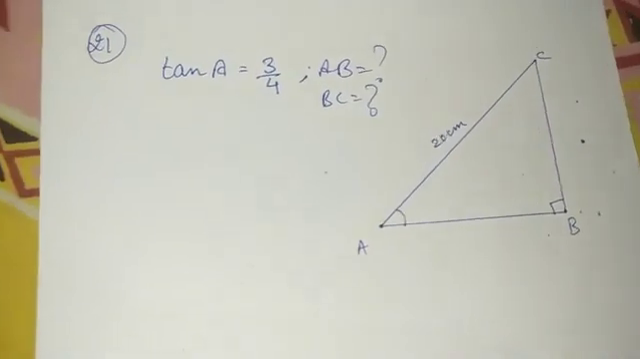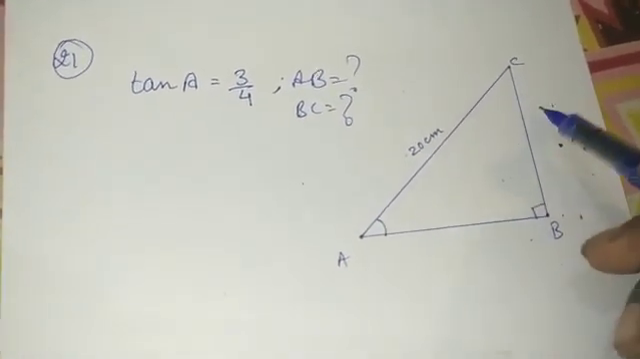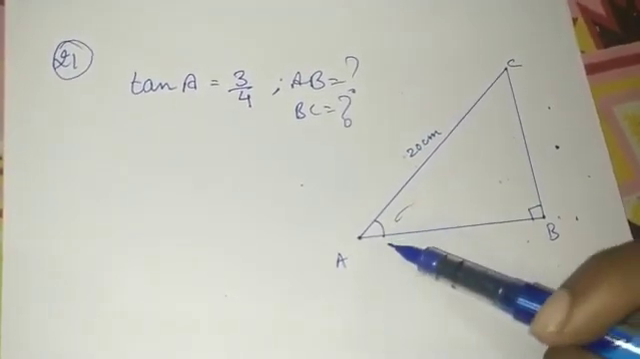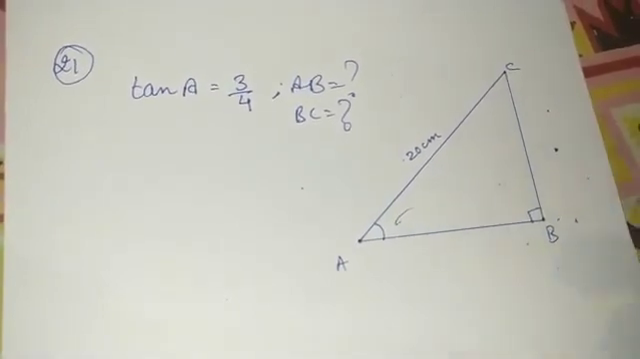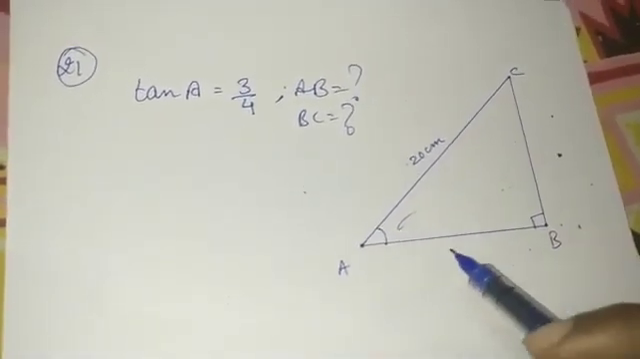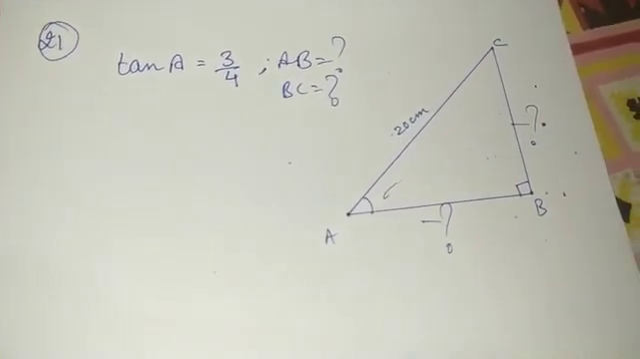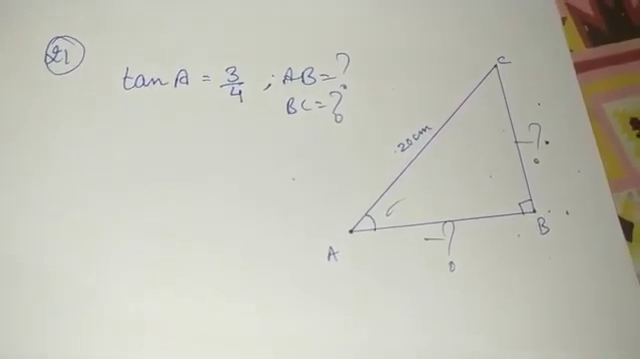Now the next question that we are going to take up is question number 21, in which again we have a right angle triangle given with AC measuring 20 centimeter. This is angle A given and it is right angled at B, and this is point C. What we have to do is find this length, that is AB, and BC. These are the two sides whose measurements we have to find out. All right, okay.